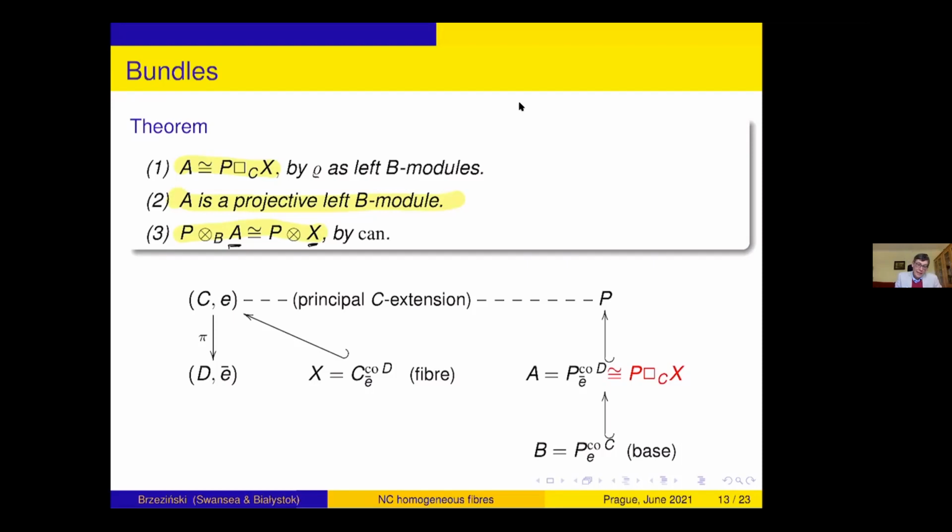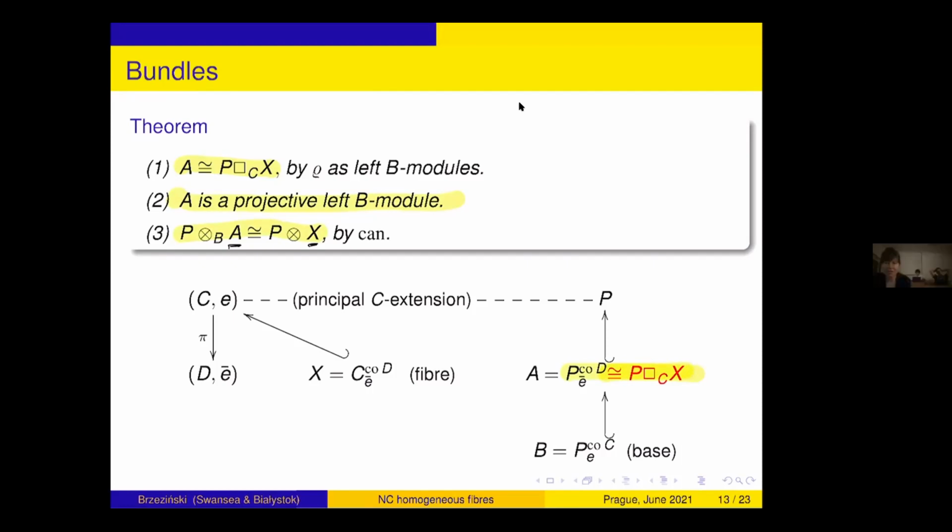Okay, so the next diagram just indicates that I filled in just this bit. I have another interpretation of coinvariance, which connects the coinvariance with the fiber X. But let me stress it again: A is not an algebra, X is not an algebra.